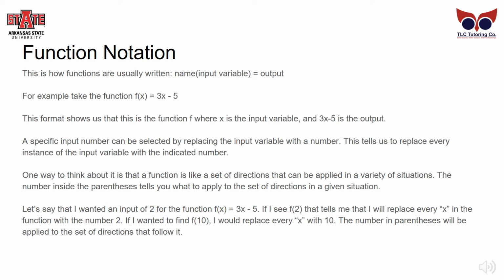Function notation. This is how functions are usually written. Name, in parentheses the input variable, equals the output. For example, take the function f of x equals 3x minus 5. This format shows us that this is the function f, where x is the input variable, and 3x minus 5 is the output. A specific input number can be selected by replacing the input variable with the number.